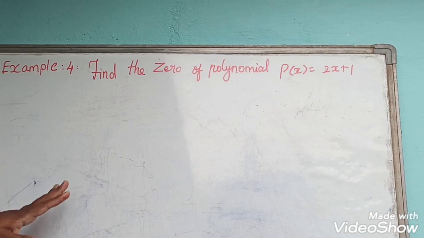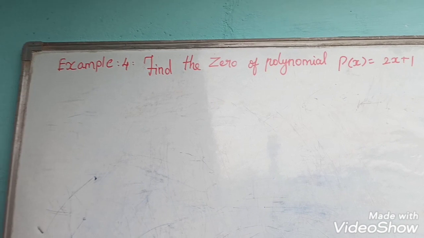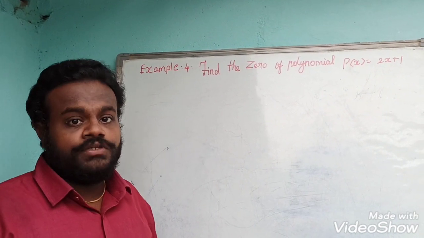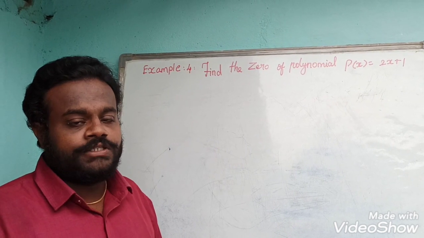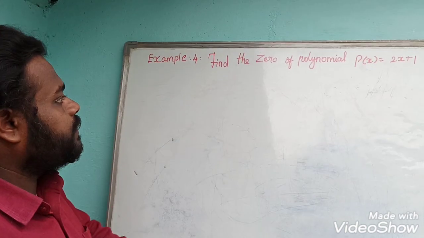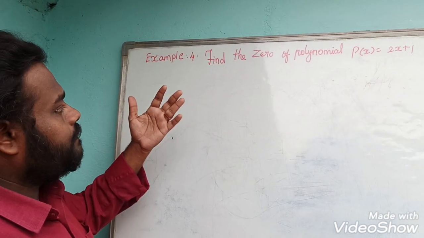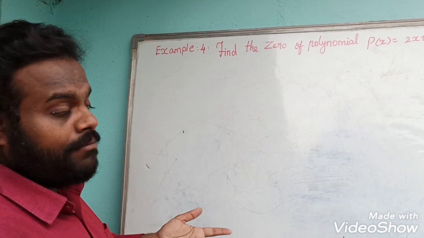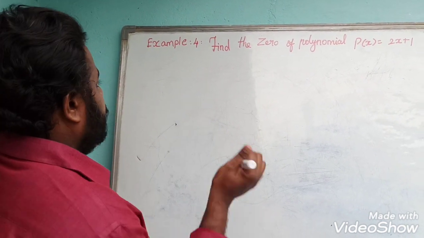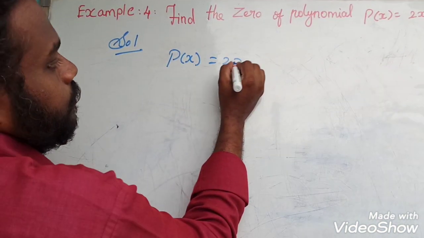Example number 4. Find the zero of polynomial p of x equal to 2x plus 1. In the last example, number 3, they had already given minus 2 and plus 2. We had to verify which one is the zero of the polynomial x plus 2. We concluded minus 2 is the zero of the polynomial. Here we have to find the zeros of the polynomial. When we say the zeros of the polynomial, p of x becomes 0. So we have to take p of x equal to 0 to find the zeros of the polynomial. Solution. p of x equal to 2x plus 1.